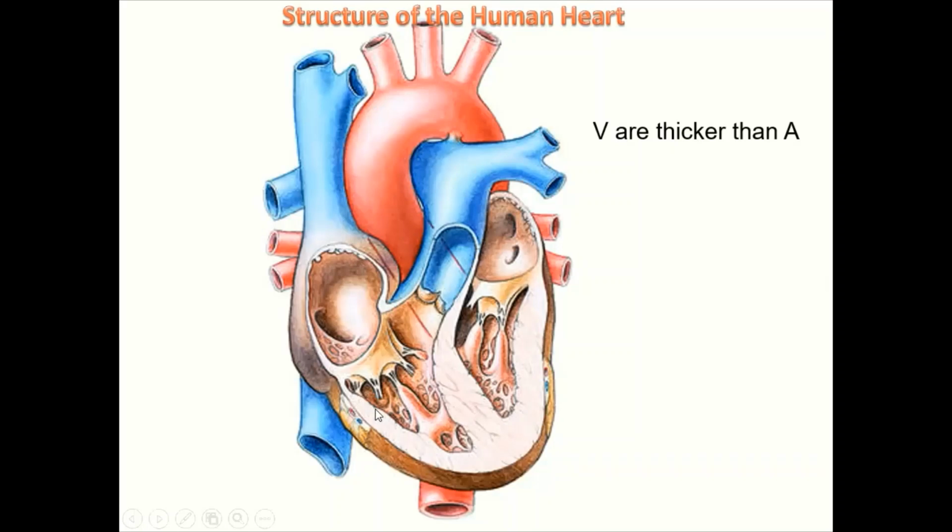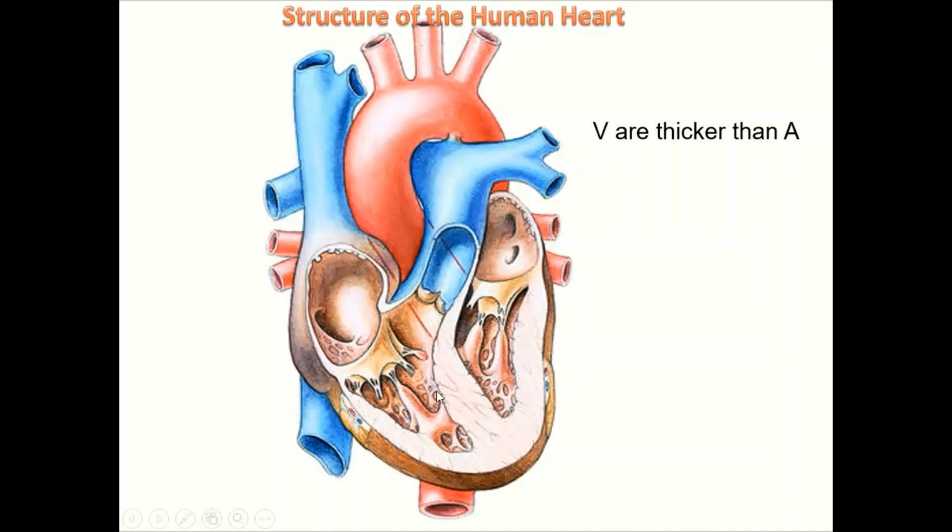So the walls of the ventricle are thicker and the atria are thinner because when the atria pump, the blood goes down to the ventricles, from RA to RV and from LA to LV. So the atria pump the blood going down, while the ventricles pump the blood going up against gravity. So they pump harder than the atria. That is why their walls are thicker than the atria.